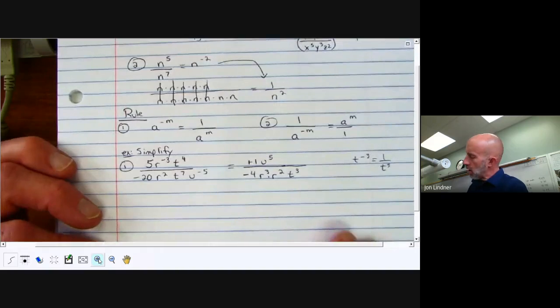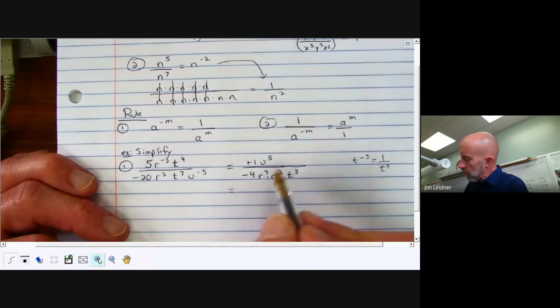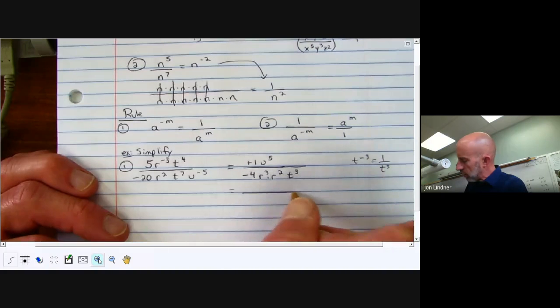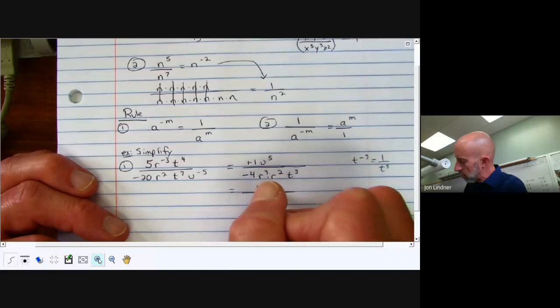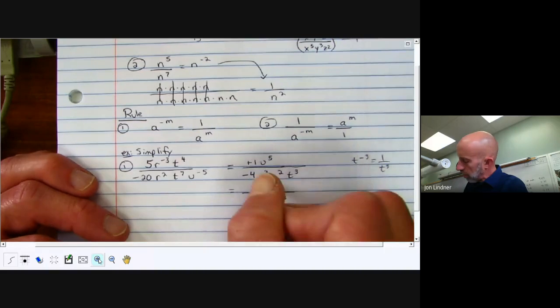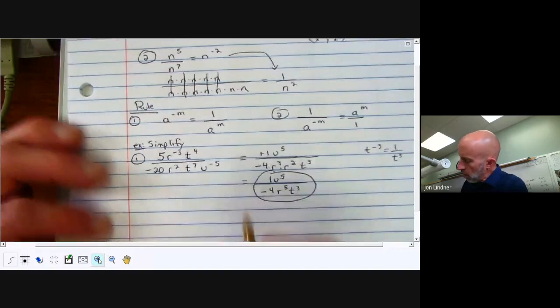Okay? Now, we're basically done on this problem. Here I can add these exponents. 3 plus 2 is 5. So I'm going to have 1 u to the fifth over negative 4 r to the fifth t to the third, and that would be my final answer there. All right, one more problem.